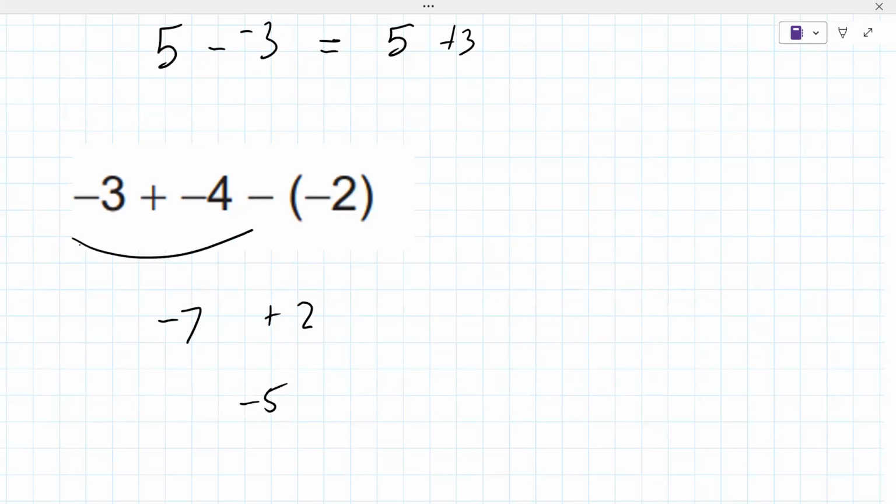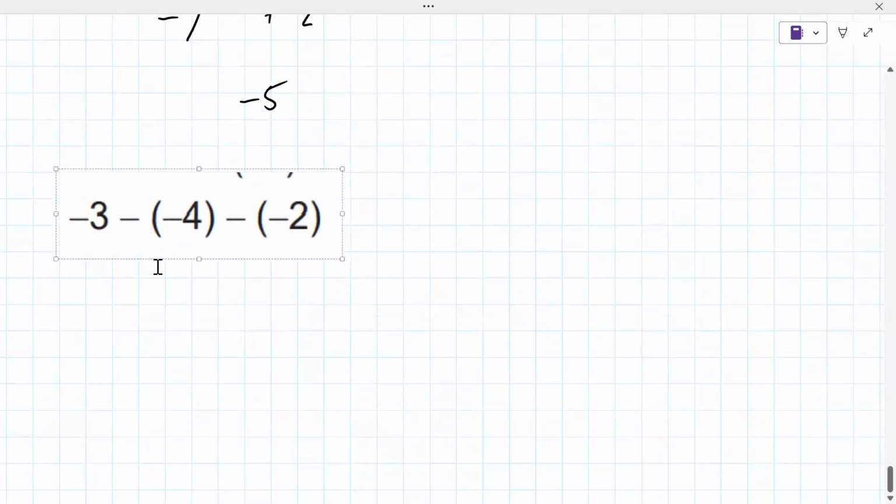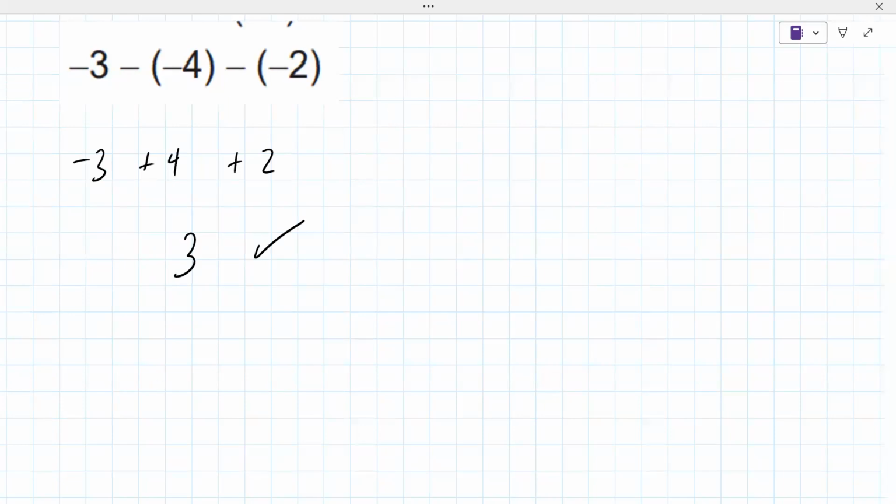Good. There's a couple more here to try. It's easy to just give the wrong answer, so just keep going slow and steady here. Three. Okay, so we have negative 3 plus 4 ends up being 2. And you're right, it is 3. Good. Okay, so a couple more here. Actually, you've got that down.